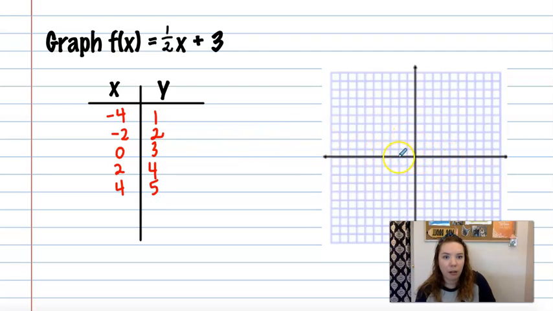So now I can plot those. And if you connect them, that'll be a nice straight line. If it's not a straight line, then you made an error when you were plugging in.